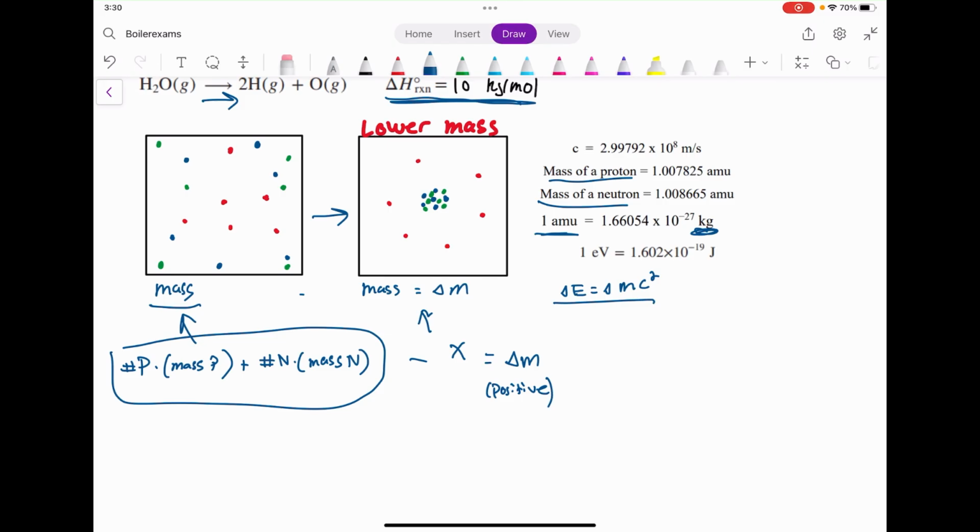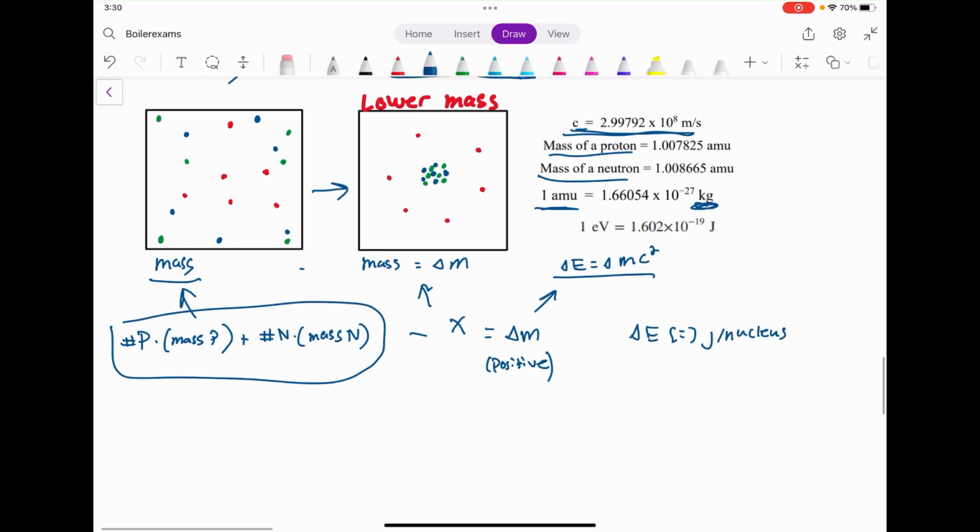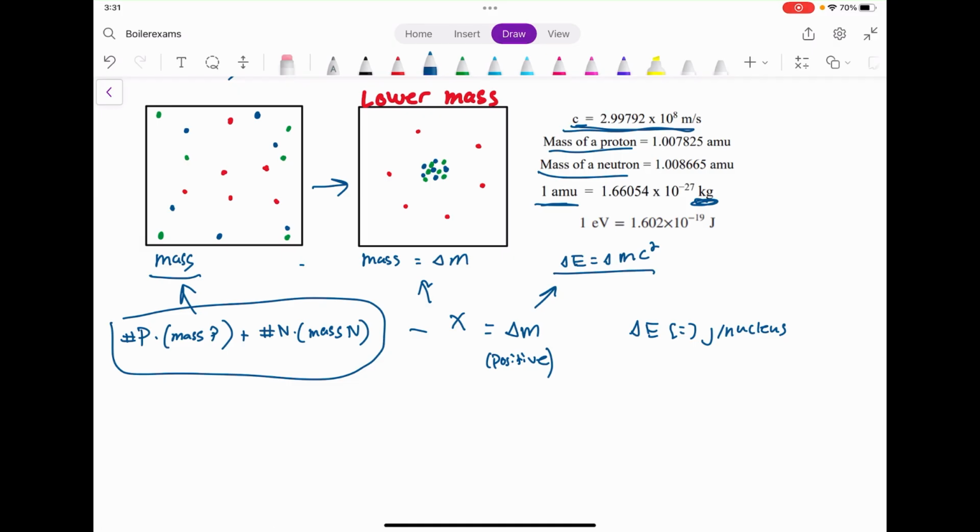Then we can take our delta M and plug it into this equation. You're going to use c, the speed of light, which is always a given. That's a constant. That's never going to change. Then you're going to get some delta E, which is going to be in joules per nucleus. A lot of times, just an aside, the questions are going to ask you per nucleon.